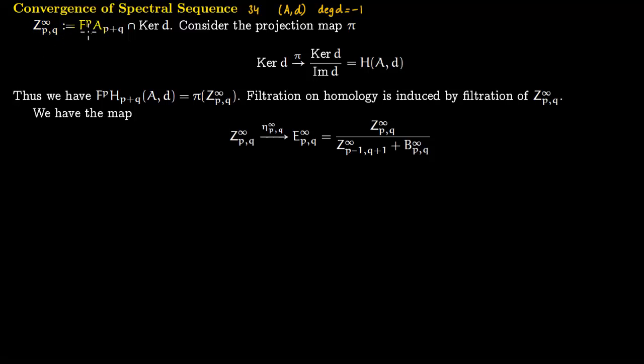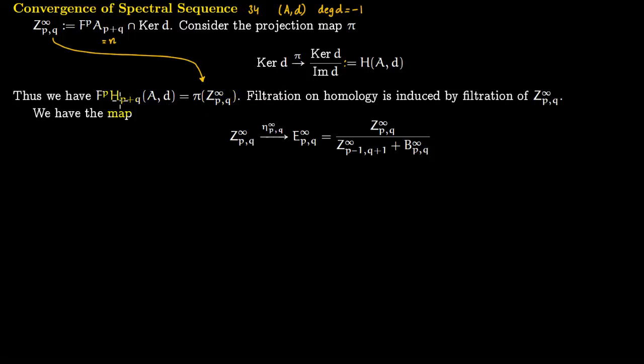So again Z infinity PQ is defined as F_P A_{P+Q} intersection kernel of D. Here P plus Q you can say is equal to N. So this is just the definition of Z infinity PQ. Now consider this standard projection map from kernel of D to kernel modulo out the image. This is the definition of homology of (A, D). If you take the projection map, modulo out the image, what you will get is the homology. So instead of A_{P+Q}, you will write H_{P+Q}.